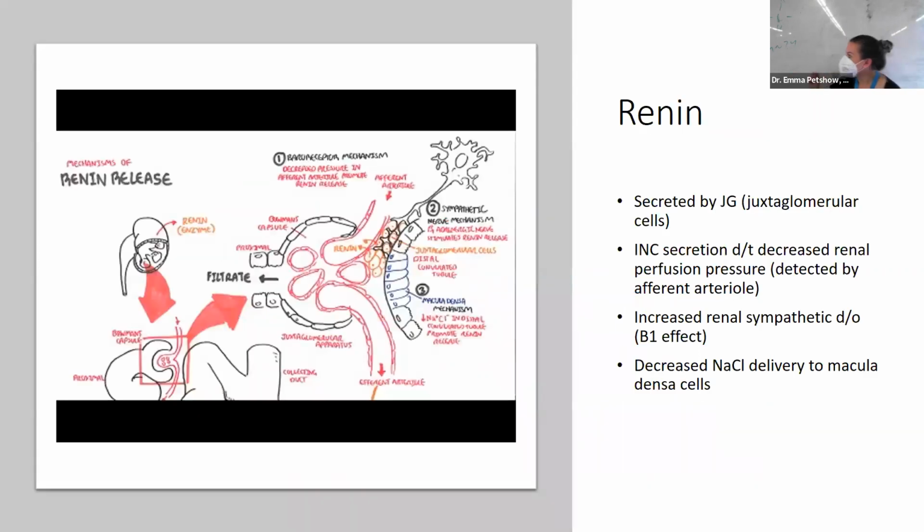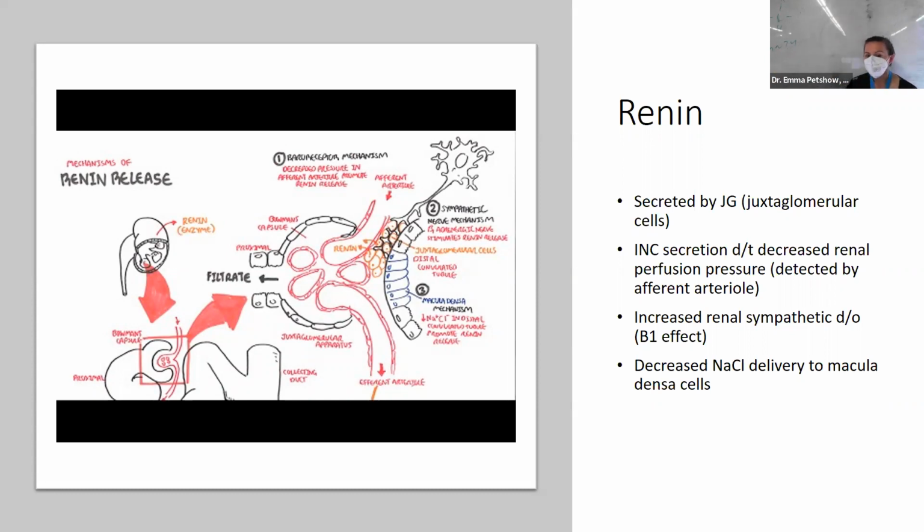All right, now I want to do a little deep dive into a few of these different components, just so we have a little bit more breadth and information about them. This might also help with the ACE question. So renin, like I mentioned, is secreted by the juxtaglomerular cells. It's increased due to decreased renal perfusion pressure, right? Low blood volume. The afferent arteriole detects that.